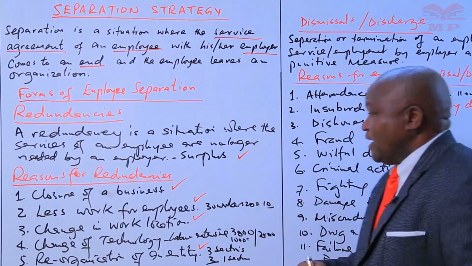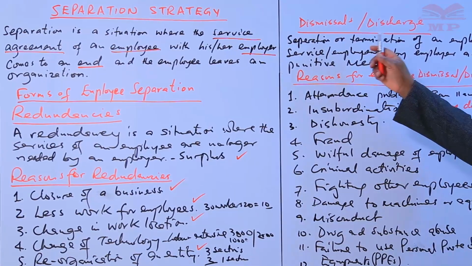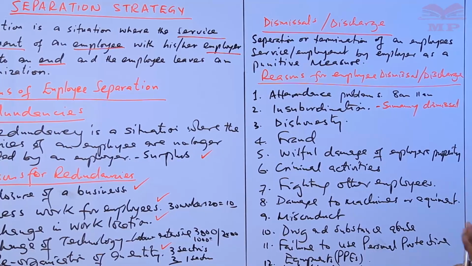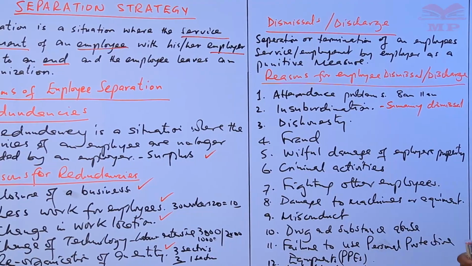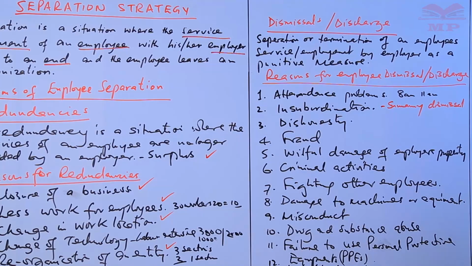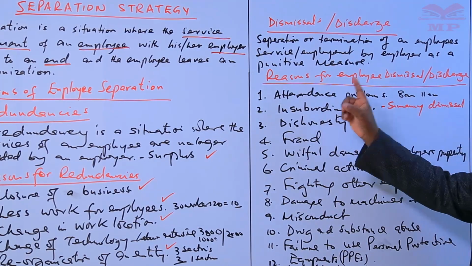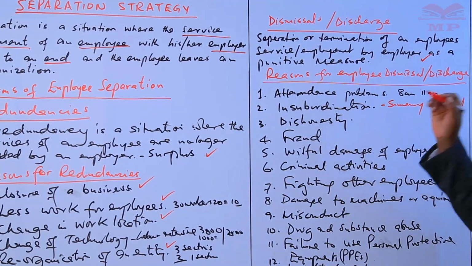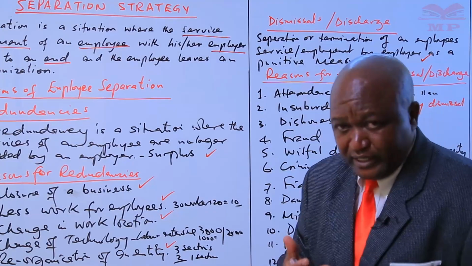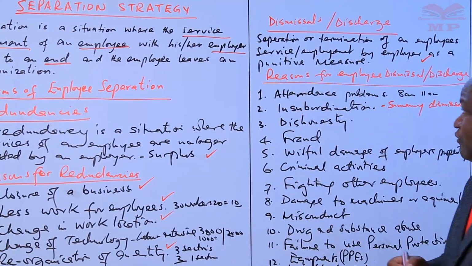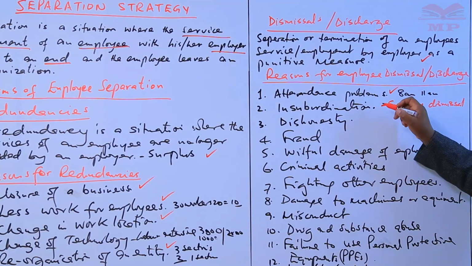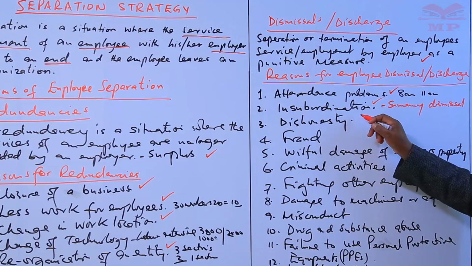Then we have gone further and had a look at dismissals, and maybe they are also called discharge. And we have indicated that separation or termination of an employee service by an employer as a punitive measure could be referred to as a dismissal or a discharge. Now, what are some of the reasons for employee dismissal or employee discharge? These reasons may include, number 1, attendance problems. Number 2, insubordination. Number 3, dishonesty.